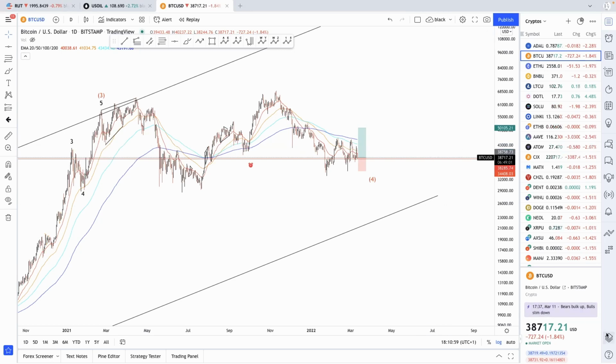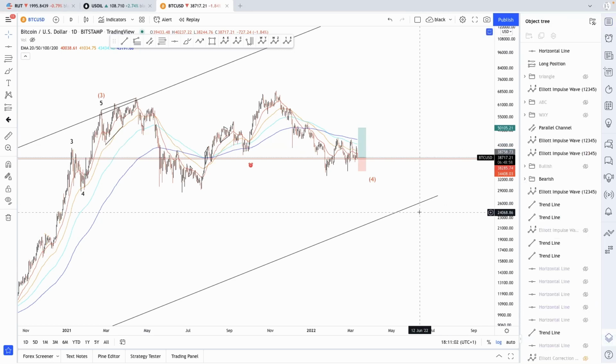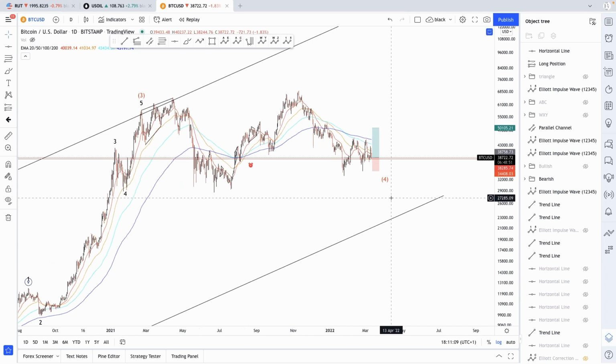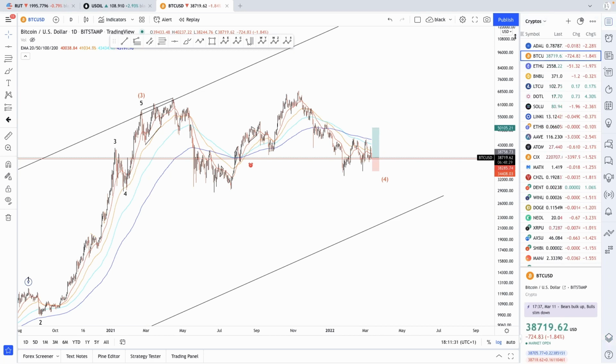Hello, everyone. I'm just going to give a macro outlook of what's going on. I think we're going to go over Bitcoin, oil, gold, and perhaps the S&P or the Nasdaq, maybe just one American index, and the DAX as representative of Europe. Starting with Bitcoin, the situation is interesting, but not enough.